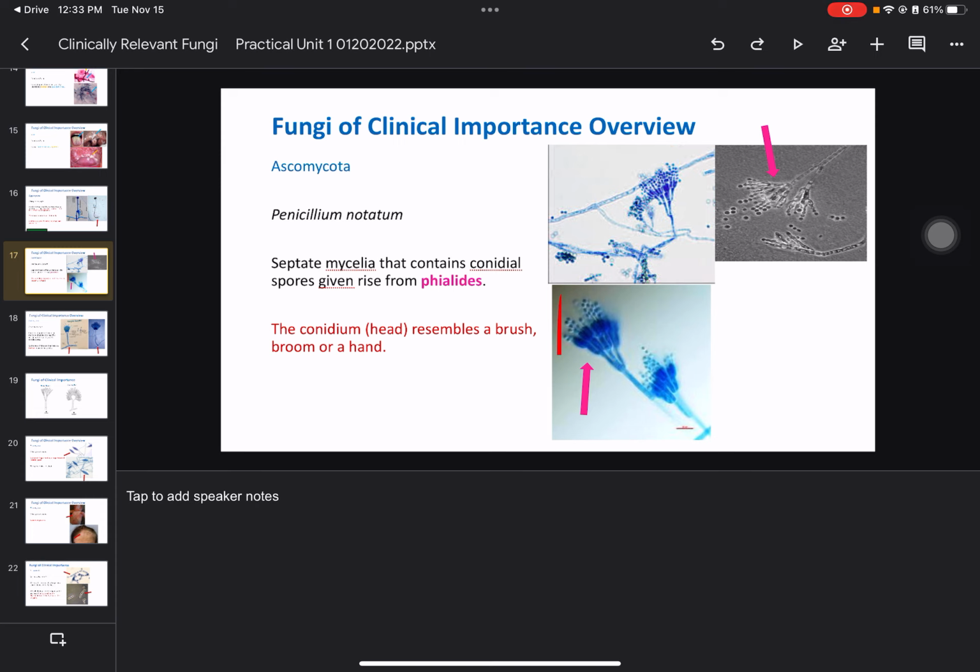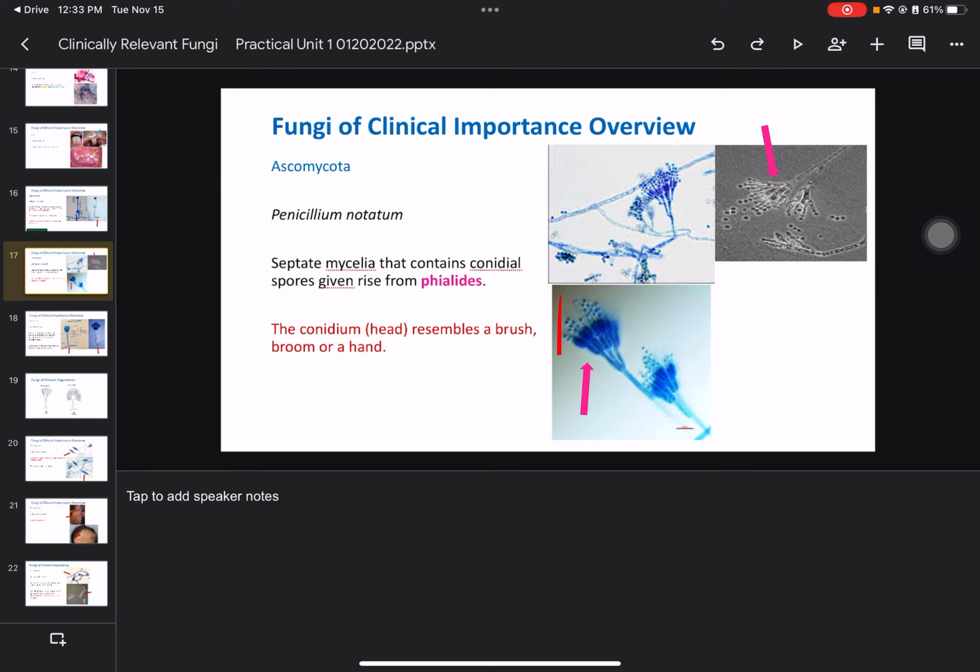Some people say it looks like a brush or a broom. I'm going to say it looks like a hand. That's an easy way to remember it. Okay, one more time, please. It looks like a hand. Okay? Good? So mycelia and then? Mycelia gives rise to phialides, and the phialides give rise to the conidiospores. Looks like a hand. Good?